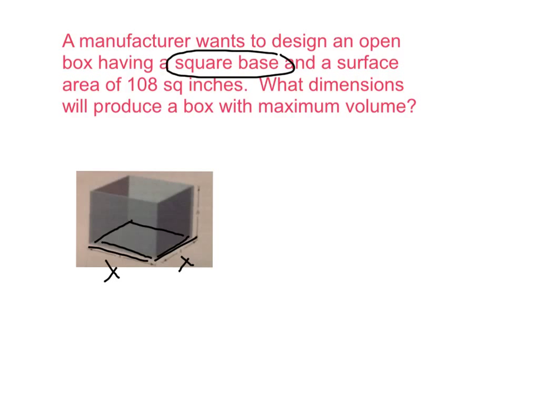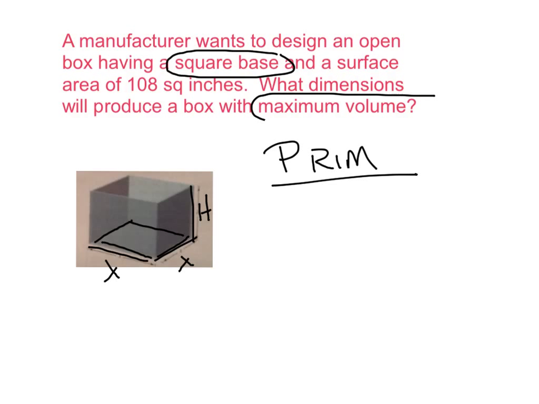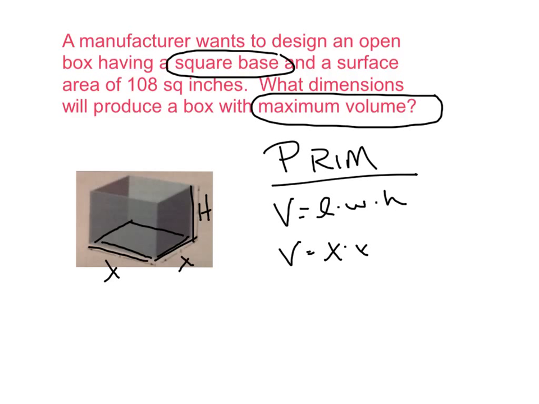And what else do we know? We have obviously some height, we'll just call h for now. So my primary equation, remember, is the one that we want to minimize or maximize. And it says I want to maximize the volume. Well, the volume of a box is length times width times height. So in this case, my volume is going to be x by x by h, or x squared h.